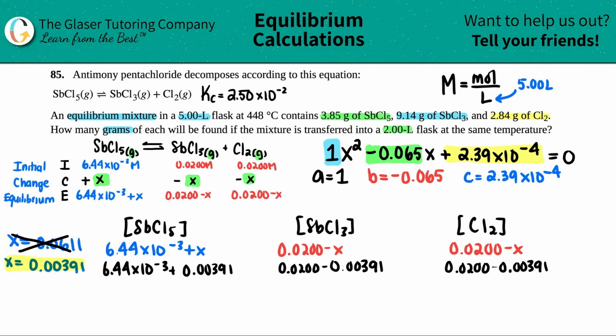6.44 times 10 to the negative 3 plus 0.00391. And I get a new molarity of 0.01035 molarity. Okay, so that's for the SbCl5. Let's see for the other ones. 0.02 minus 0.00391. For both of them, I get 0.01609 molarity because they're the same math.